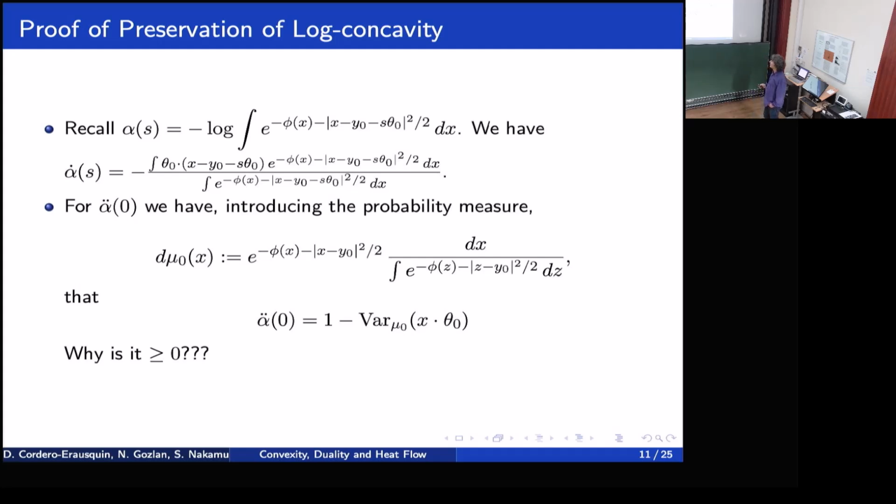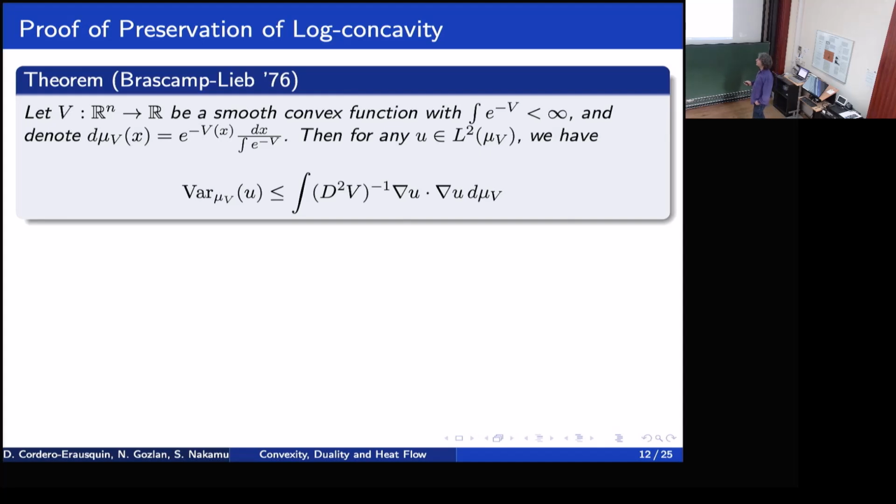So it turns out there is a beautiful result that we will use several times, due to Brascamp and Lieb, that tells you that if you have a convex function V, and let me give this notation μ_V, it's just a probability measure with potential V, so I just normalize. I hesitated to remove all normalization, but okay, I think I will keep them for now.